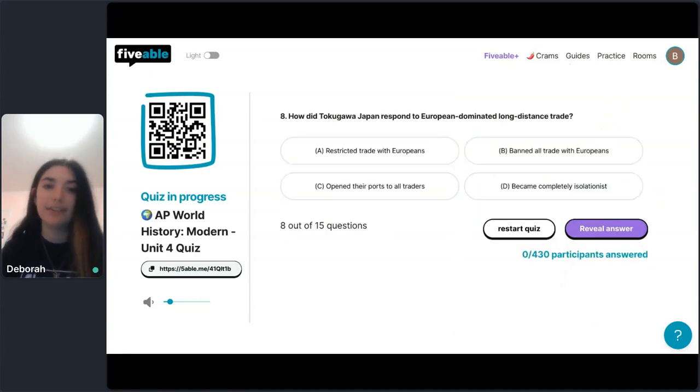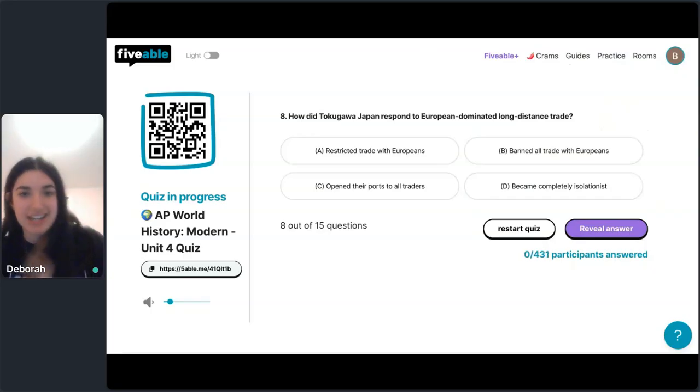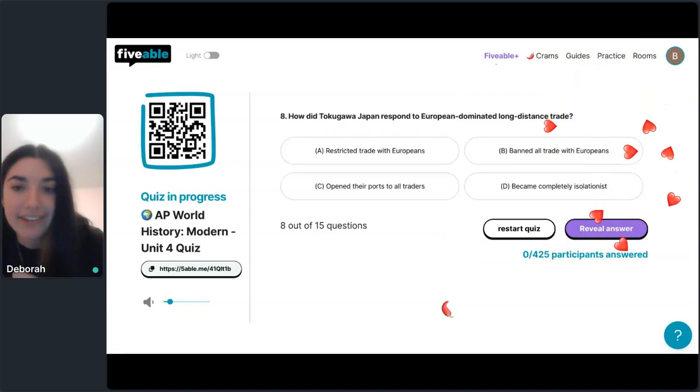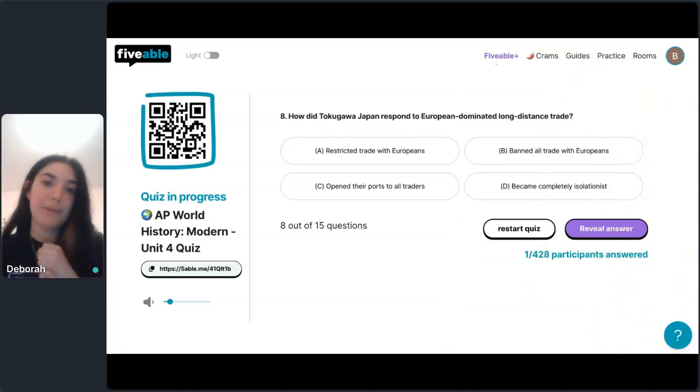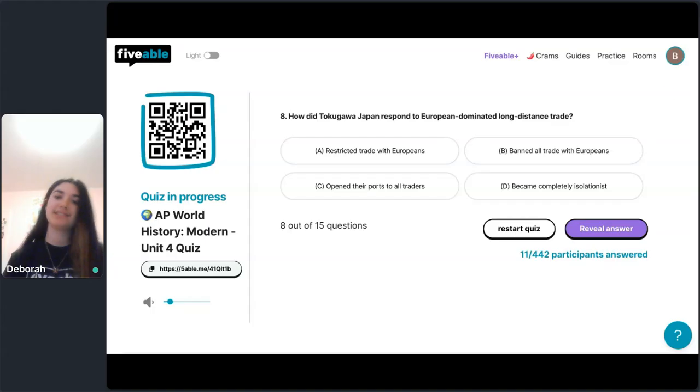How did Tokugawa Japan respond to European-dominated long-distance trade? Was it restricted trade with Europeans, banned all trade with Europeans, open their ports to all traders, or become completely isolationist? Let's see.